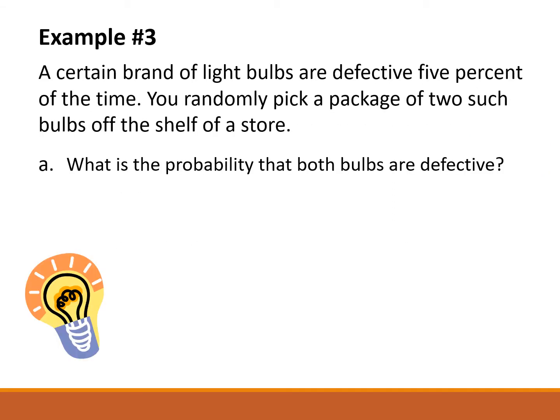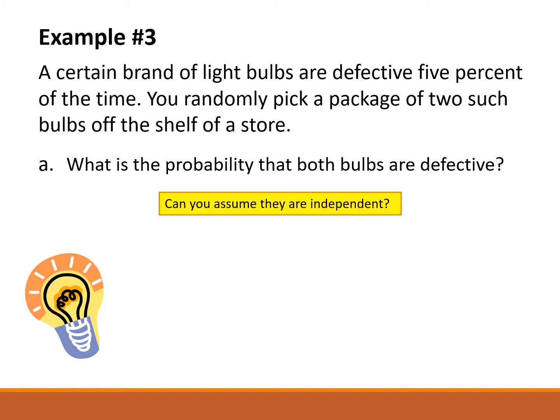All right, so this actually is intuitive too. It says a certain brand of light bulbs are defective 5% of the time. You randomly pick a package of 2 such bulbs off the shelf of a store. What is the probability that both bulbs are defective? So we know that being defective is 5%. Can we assume that they are independent? I would say yes, because one bulb's defectiveness cannot affect the other bulb being good or bad, okay? So they're independent, so it makes the math easy.